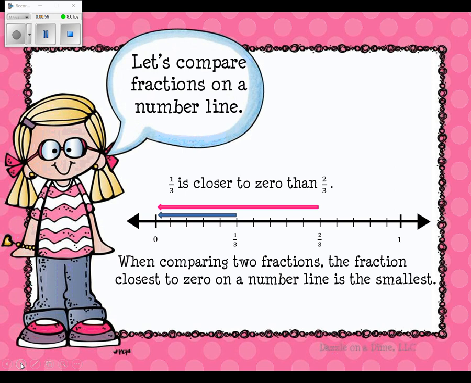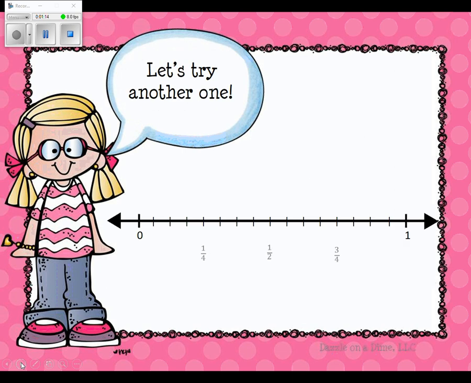if they are equivalent or not, or to put them in order from greatest to least, or least to greatest, or if you're asked to do greater than or less than, you can always draw a number line. So we're going to practice that. So we would say 1/3 is less than 2/3. So let's try another one.